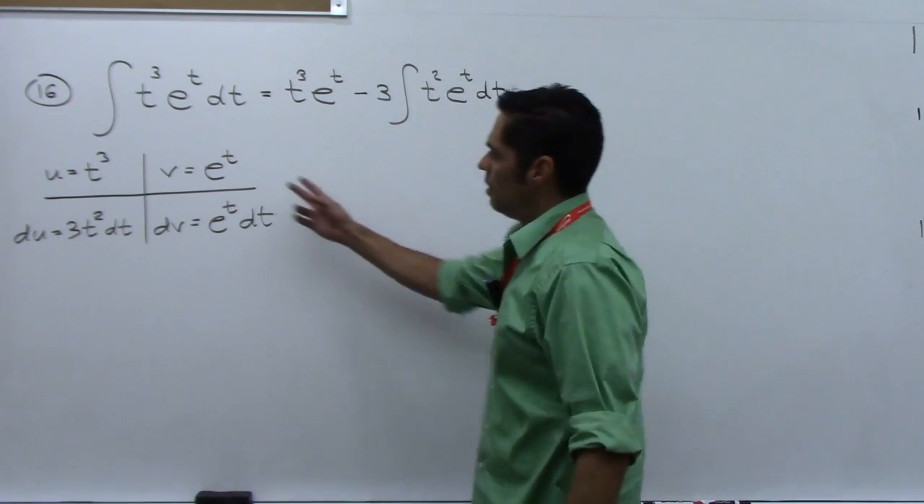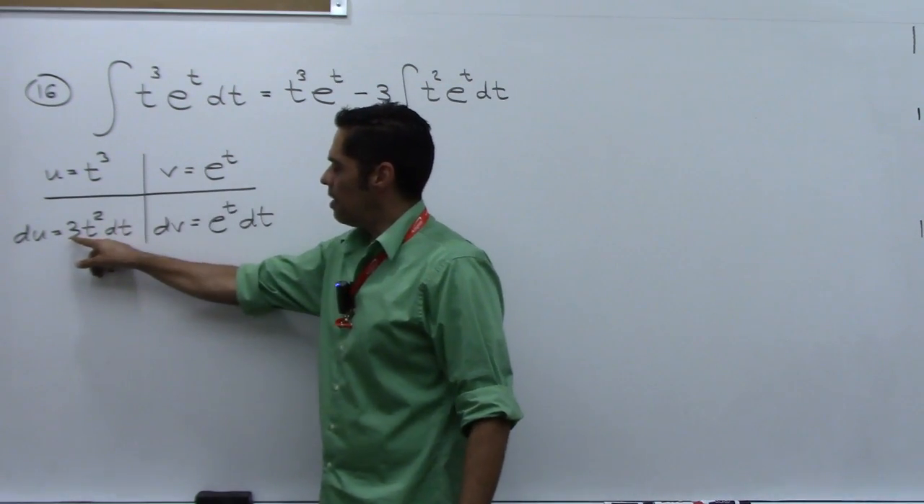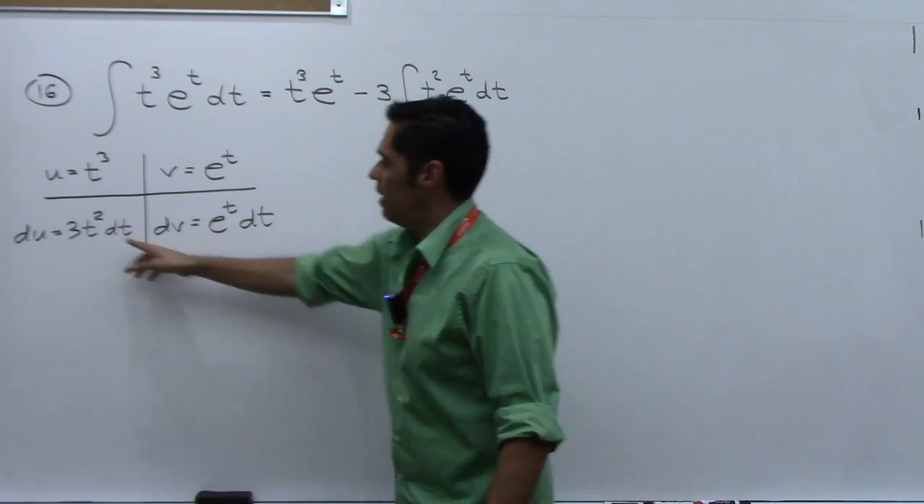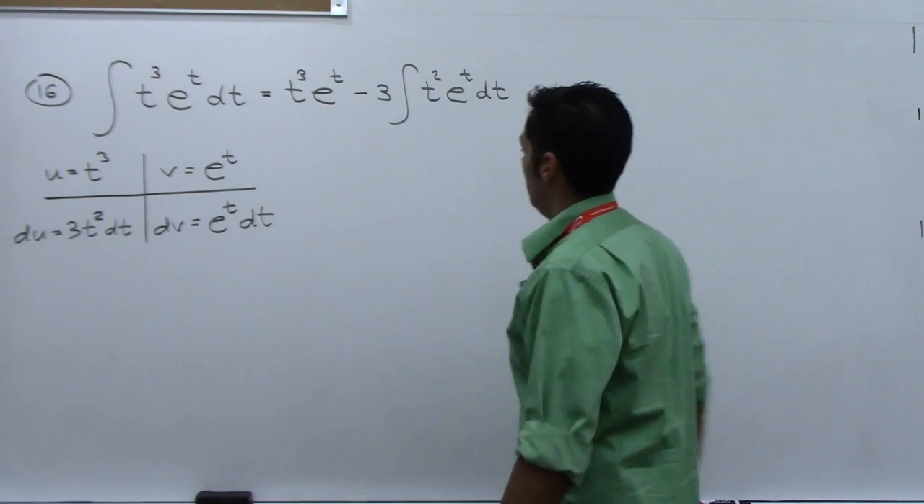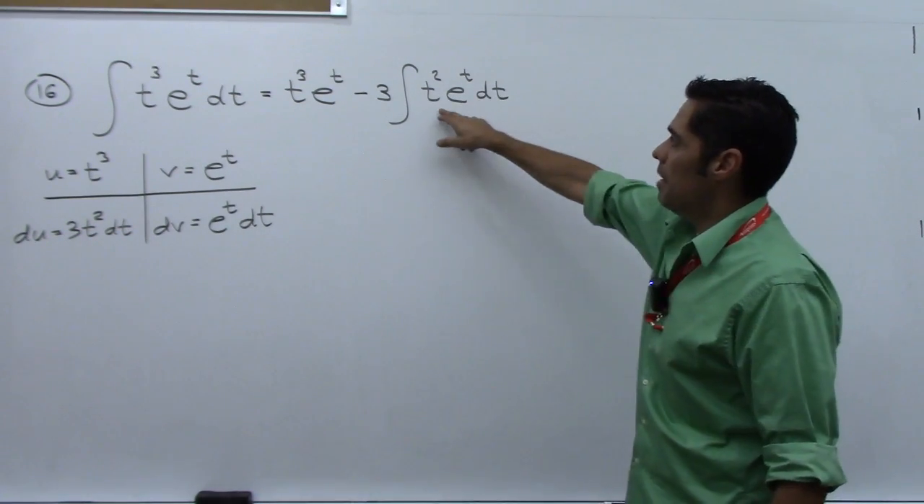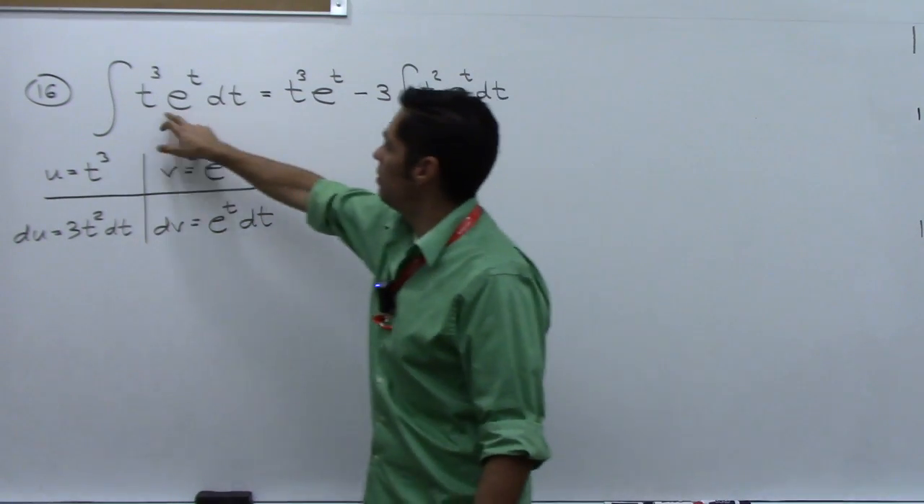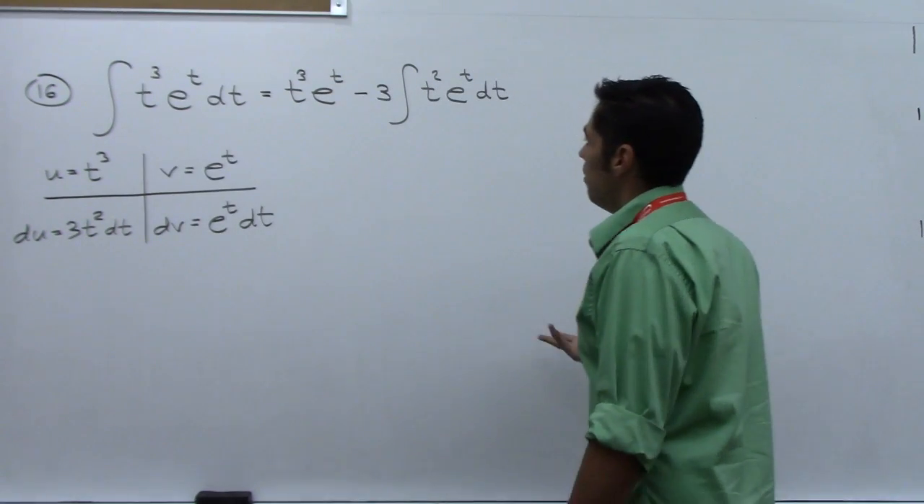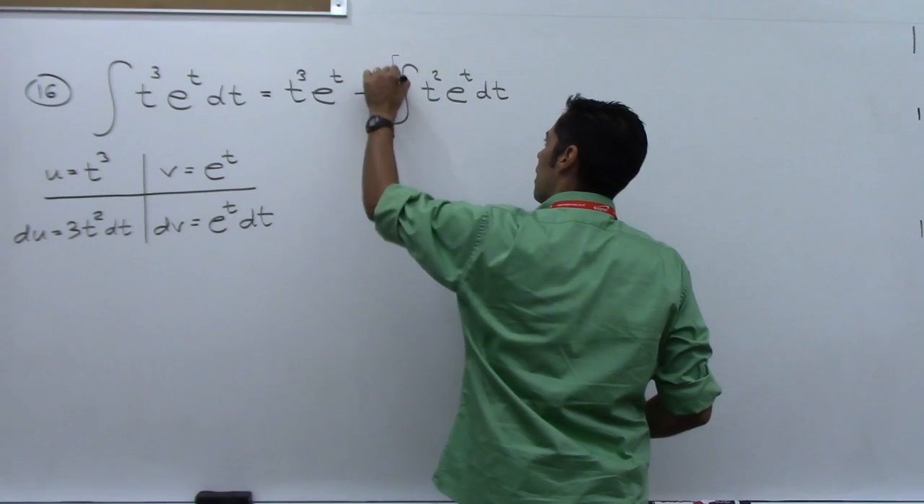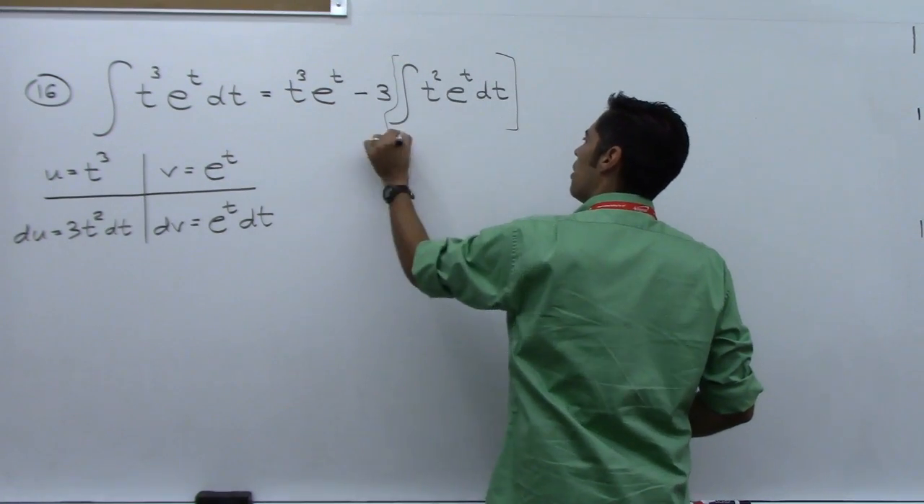So all I did was take the 3 here and bring it out. I had the t squared e to the t dt. And now notice the power came down on this, so it very much looks like this. So I'll do another integration by parts, just on this piece right here.